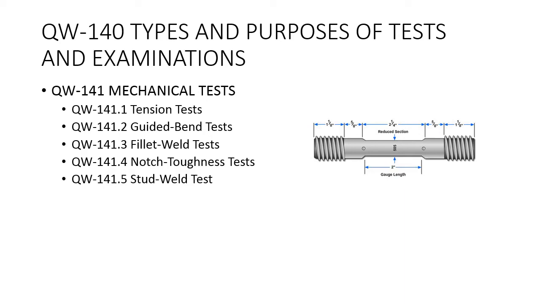So the mechanical testing is the backbone of weld procedure qualification testing. You're going to make a test plate, cut it up, machine out some tension tests, cut out some guided bend tests, and evaluate how your material, your deposited weld metal, did against the requirements and expectations for that specific material.